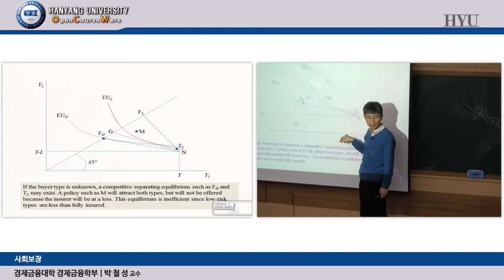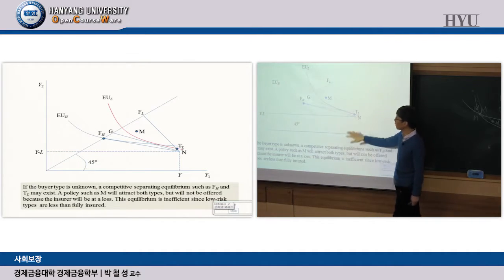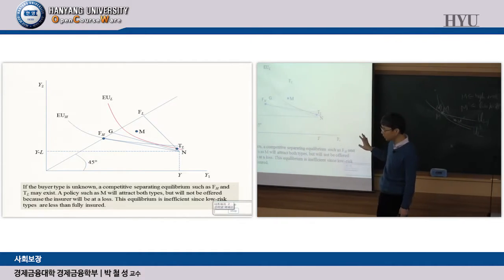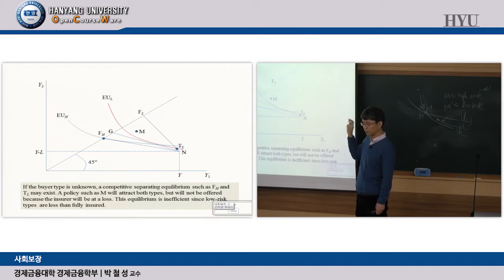So the question here is whether we can have an insurance policy that pools high-risk and low-risk types together and which is an equilibrium. In this case, M seems to be a way of breaking this equilibrium, but no company will sell M, because they will lose money by attracting both types. So the economy will just stay the same.